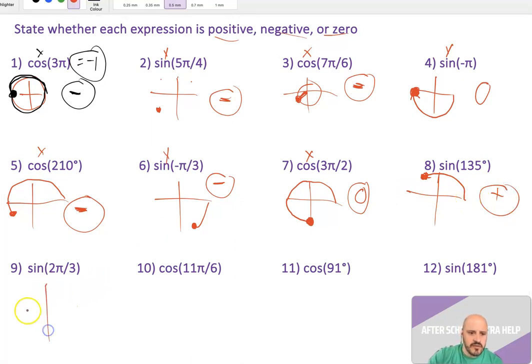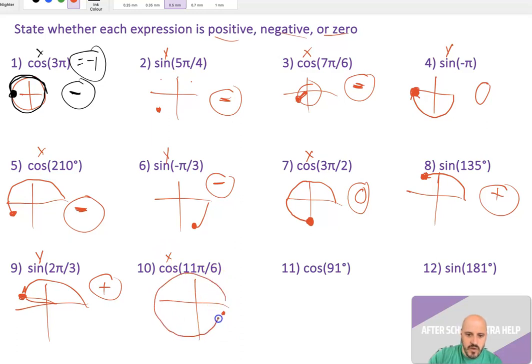All right, sine of 2 pi over 3. All right, maybe 2 pi over 3 is about here, right? All right, where am I? Sine is y, positive. Right, I'm above the x-axis. Cosine, my x value. Well, let's draw 11 pi over 6. That's about here, right? I went almost all the way around, and I'm over here. I want the x value under the x-axis. Well, that's going to be negative.